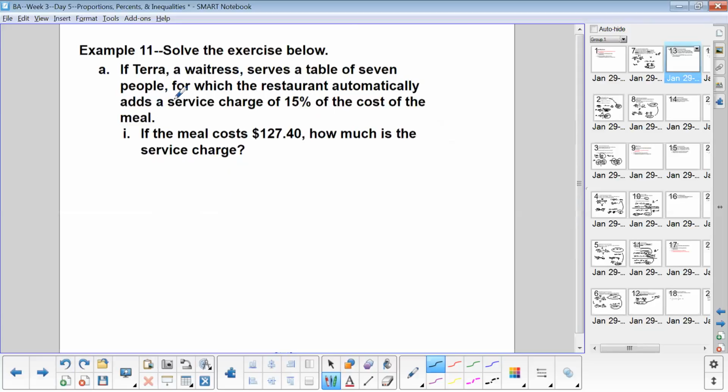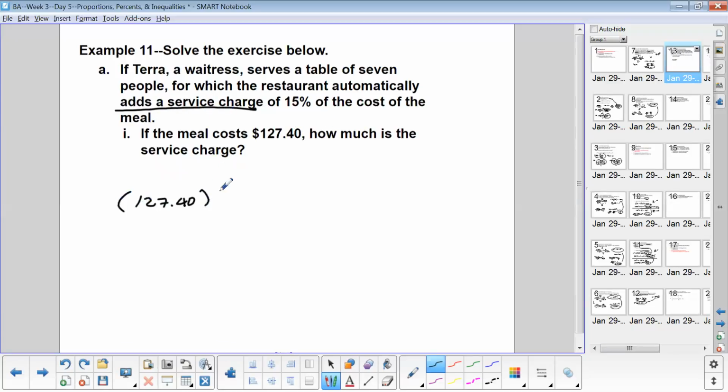So let's say that the waitress is serving a table of 7 people, for which the restaurant automatically adds a service charge. So we're saying that in this case, you've hit the maximum number, or you've hit a number where we're going to add the service charge of 15% of the cost of the meal. Well, if the meal costs $127.40, how much is the service charge? So the restaurant automatically adds the service charge of 15%.